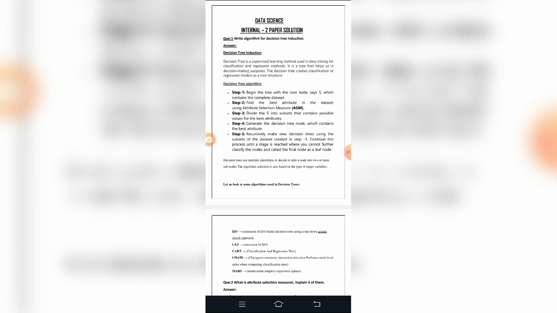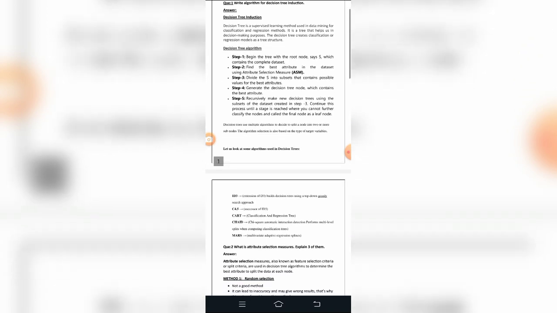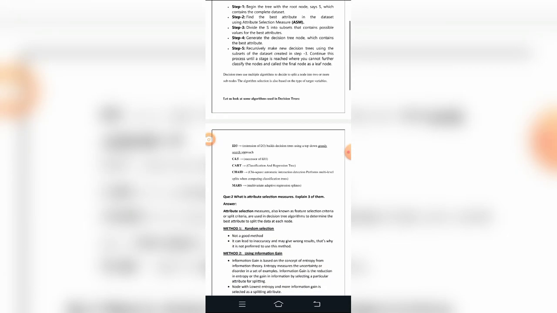Decision tree use multiple algorithms to decide the split a node into 2 or more subnodes. The algorithm selection is also based on the type of target variables.